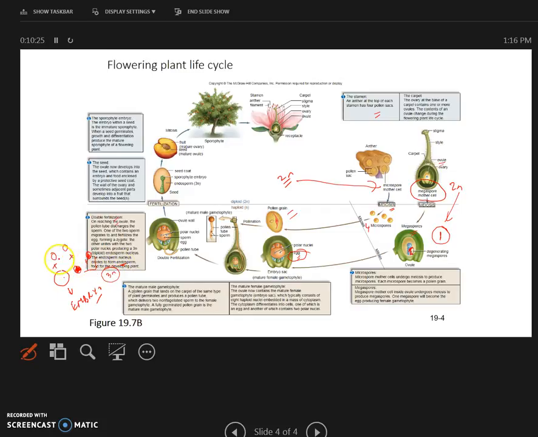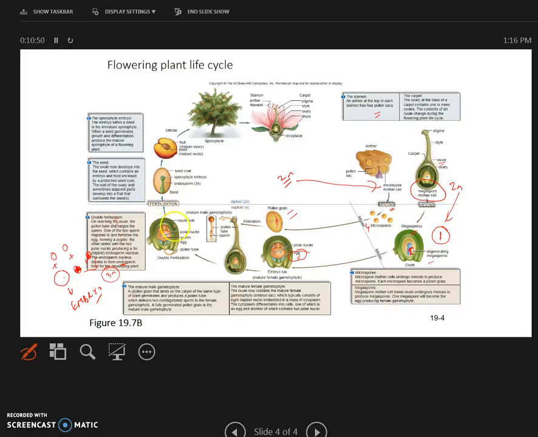So double fertilization, got it? Sperm with an egg. The sperm with 2 polar bodies. Where did we get the polar bodies? We got the polar bodies nowhere else but from the megaspore mother cell. So here you are going to have the endosperm. Remember, endosperm is going to store the nutrients for the seed.